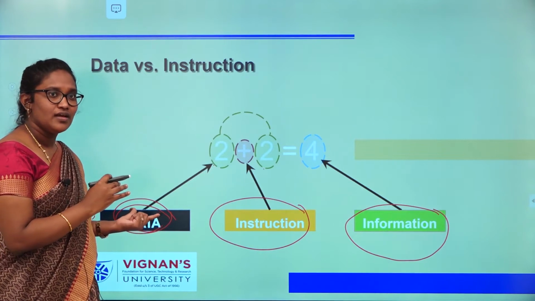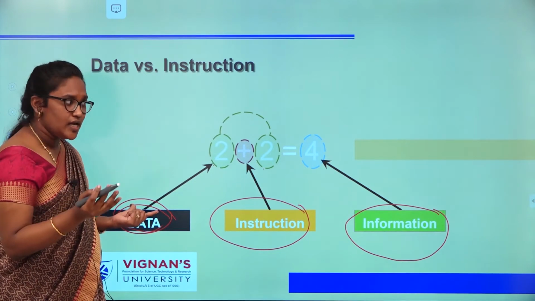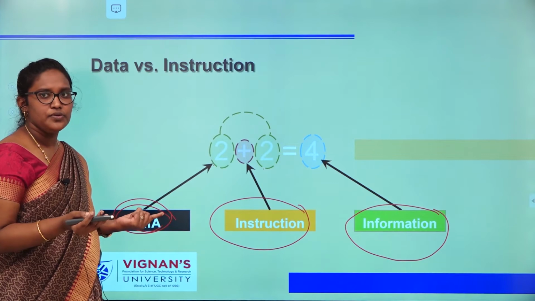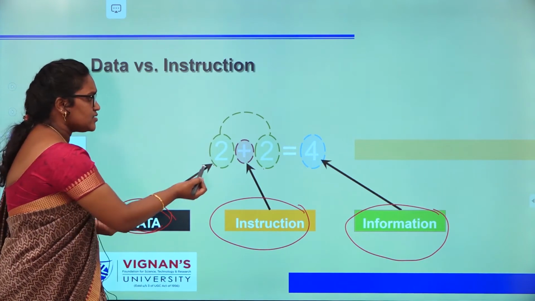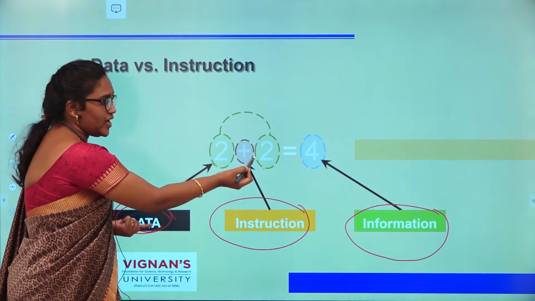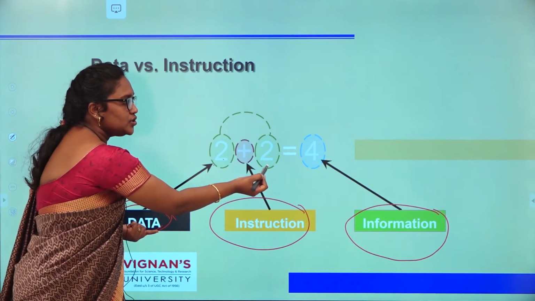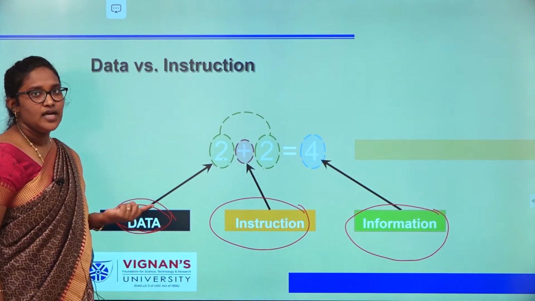Data means we are giving the input to the computer. Data is a collection of raw facts, right? So 2 and 2 are considered as data.